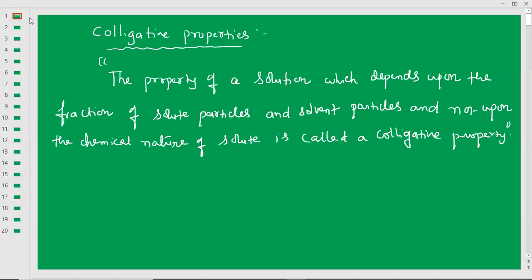Not only this one, we have another definition. We can also define colligative properties as the properties of dilute solutions that depend entirely on the quantity of the solute particles. Properties of solutions which are dependent only on the total number of particles or total concentration of particles in the solution.